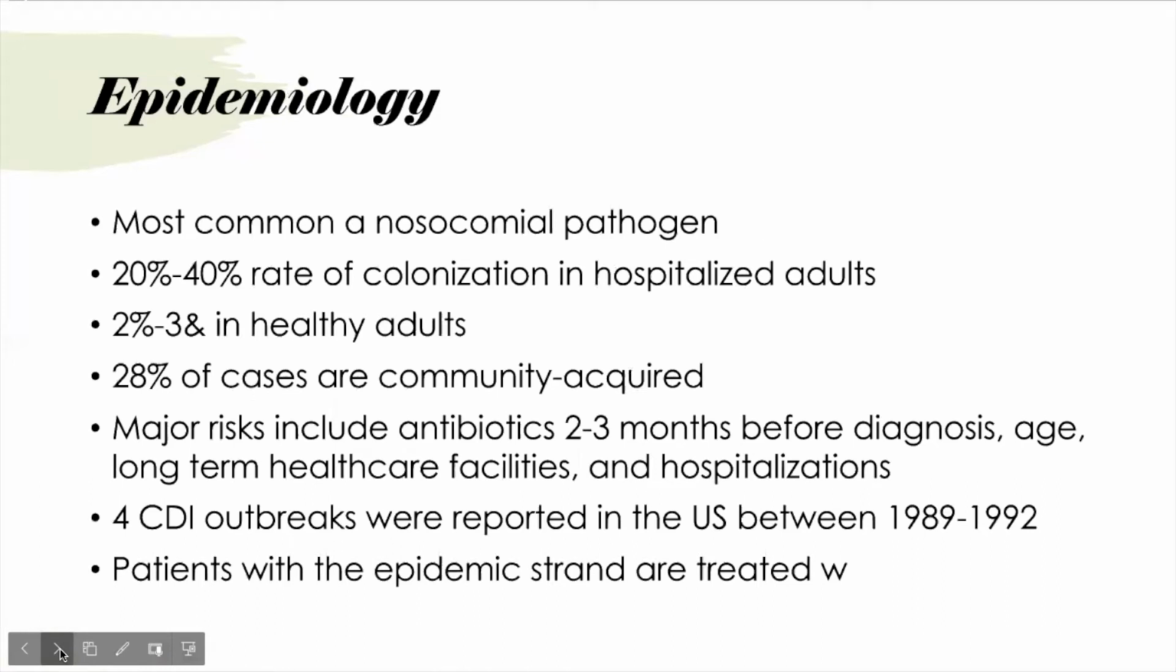The epidemiology of C. diff includes many factors. It is most commonly a nosocomial pathogen, with reservoirs being patients, healthcare workers, and any contaminated hospitals or other environments. Many studies have shown that there is a 20 to 40% rate of colonization in hospitalized adults, but only a 2 to 3% rate of colonization in healthy adults. Other studies have shown that only 28% of C. diff cases are community acquired, and recent studies concluded that these rates could be increasing.